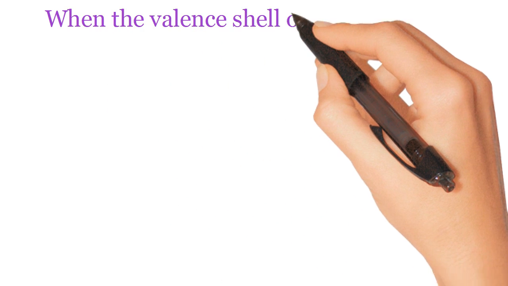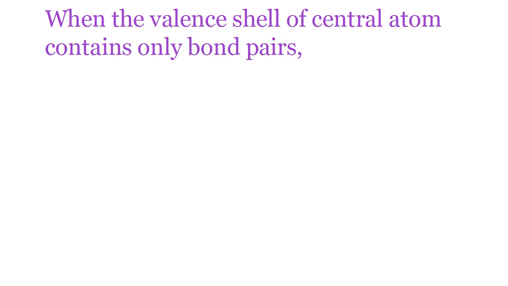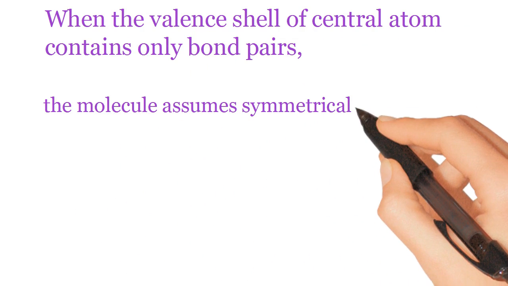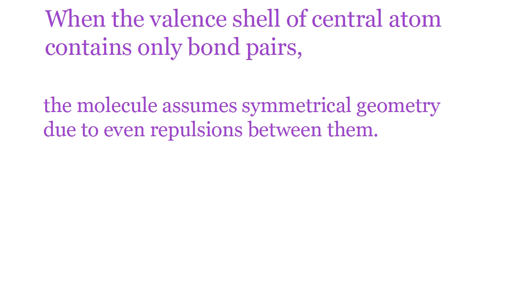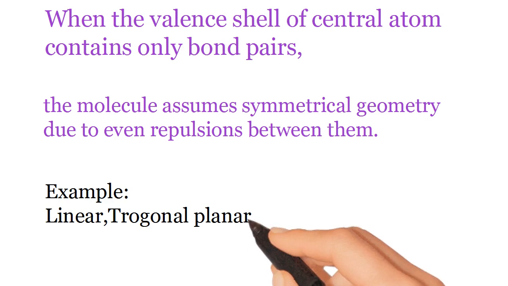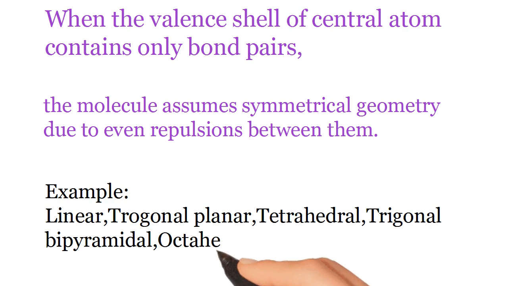When the valence shell of the central atom contains only bond pairs, the molecule assumes symmetrical geometry due to even repulsions between them. Examples: linear, trigonal planar, tetrahedral, trigonal bipyramidal, octahedral, etc.